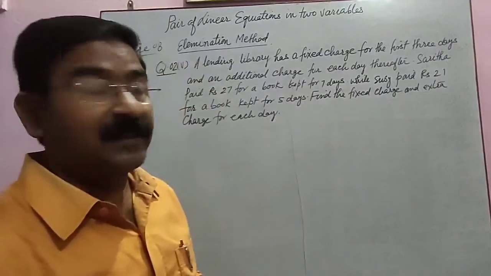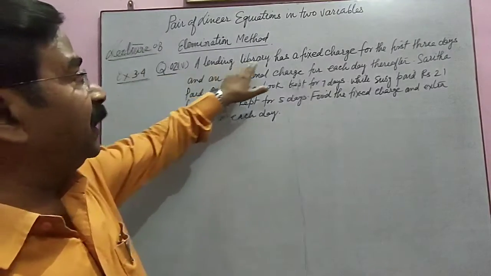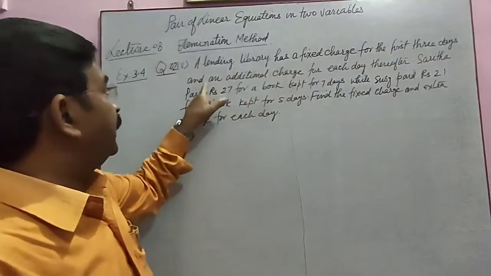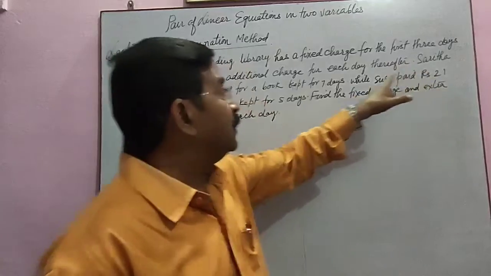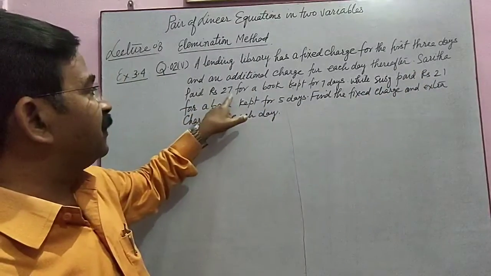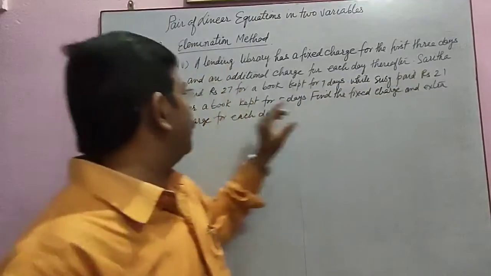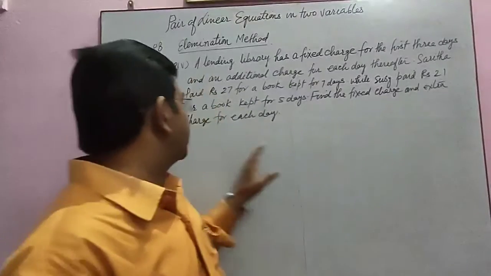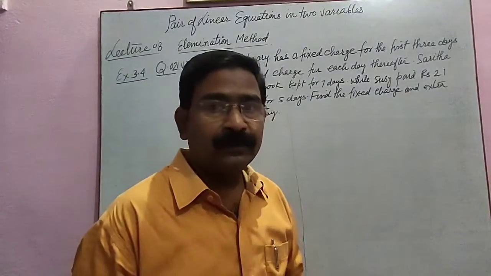Now the last question of the exercise, students. I am reading the question. A lending library has a fixed charge for the first 3 days and an additional charge for each day thereafter. Sarita paid rupees 27 for a book kept for 7 days, while Sasi paid rupees 21 for a book kept for 5 days. Find the fixed charge and extra charge for each day. Do you understand the question?